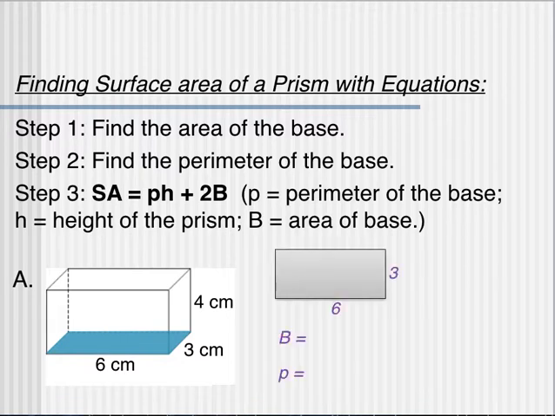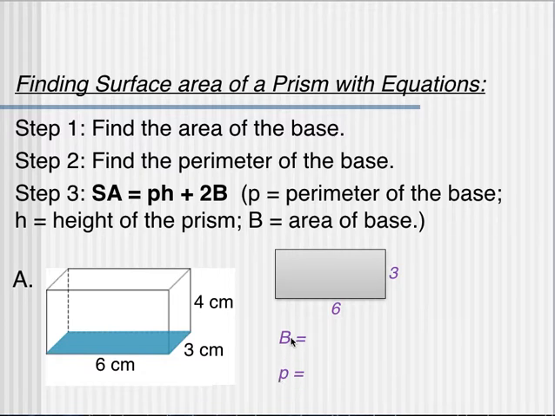So the base has a width of 6 and a height of 3. And then steps 1 and 2 are to calculate the area of that base and the perimeter of that base. So I'll make a note, I need the area of the base. Remember, capital B stands for area of the base. And P for perimeter of the same base.